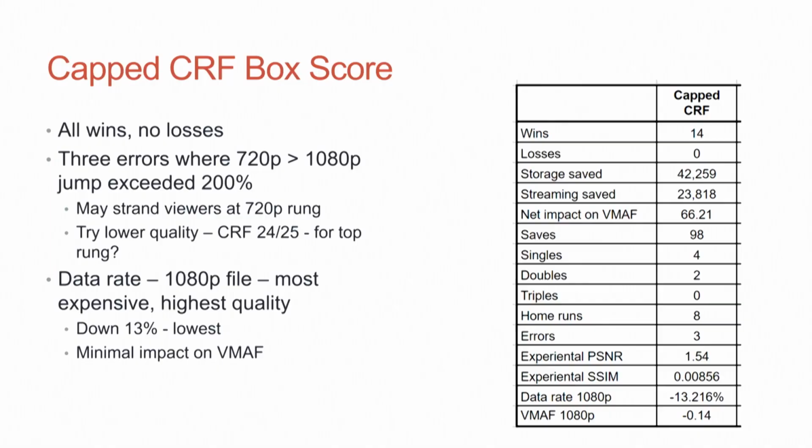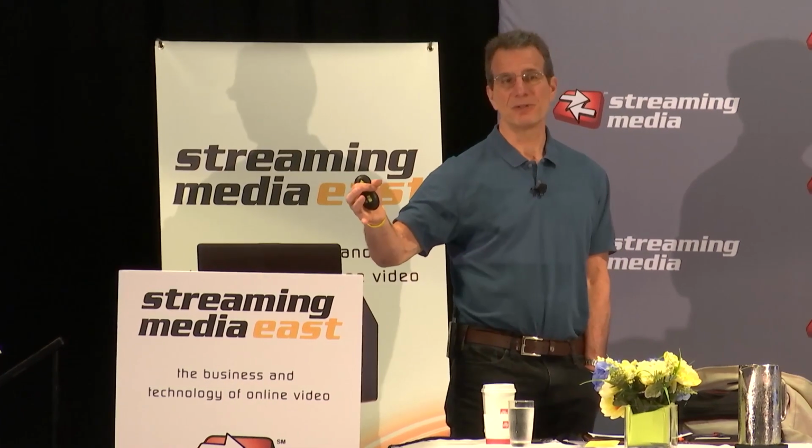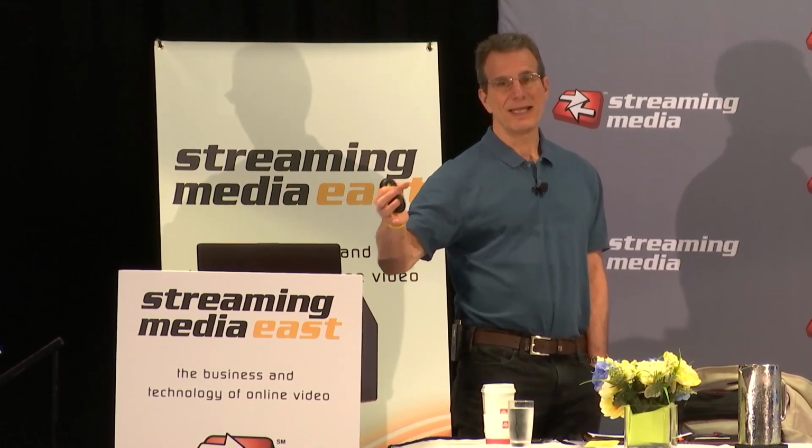So how did CapCRF do here? It reduced the data rate by 13%. Pretty good. And it reduced the VMAF by only 0.14, which means we got a 13% data rate savings from our hardest to encode clip, our most expensive clip, and we had pretty much zero impact on perceived quality. So that's a good number, but as we're going to see in a second, some of the other technologies did a lot better.